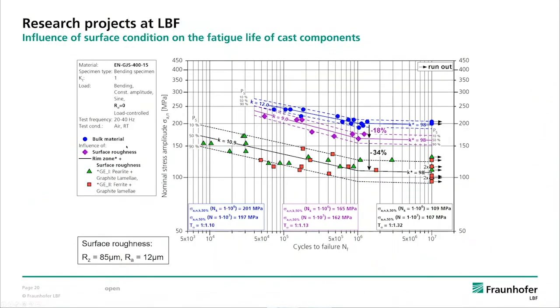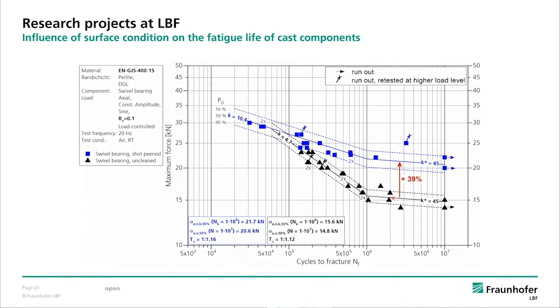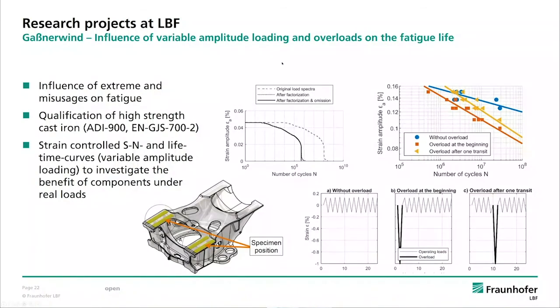So if you're considering a bulk material in a fatigue test, here plotted nominal stress amplitude versus cycles, we see we have quite high fatigue strength for bulk material. But if we include surface roughness, or if we really include the surface in cast conditions, we see we have quite a huge decrease in fatigue strength. So this can, of course, be improved by shot peening. So we again get an increase in fatigue strength due to inducing residual stresses, and also due to improvement of the surface condition.